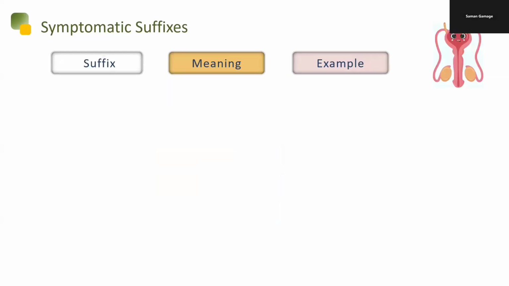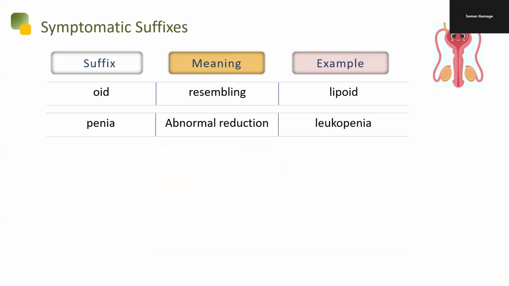Some more symptomatic suffixes. Oid, I told you before, means resembling. Lipoid, resembling fat. Penia is abnormal reduction. When you say leukopenia, it means white blood cells are abnormally reduced. Leuco means white. Leukopenia is abnormal decrease of white blood cells.